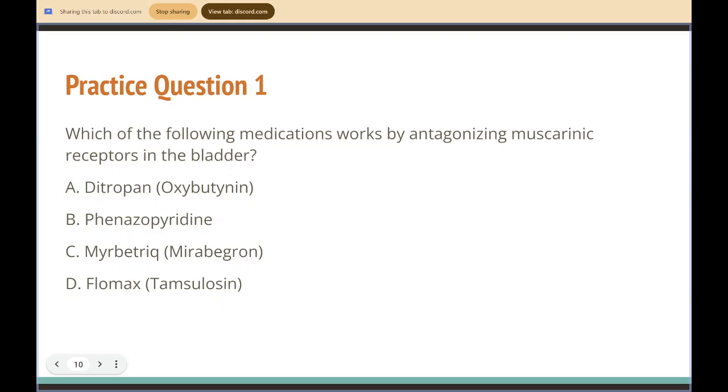Oxybutynin is an anticholinergic or antimuscarinic medication used in the treatment of overactive bladder. So tamsulosin is an alpha blocker. Myrbetriq is a beta-3 adrenergic agonist, and phenazopyridine is going to be a urinary analgesic over the counter for UTIs. Anyone have any questions or concerns for practice question 1?